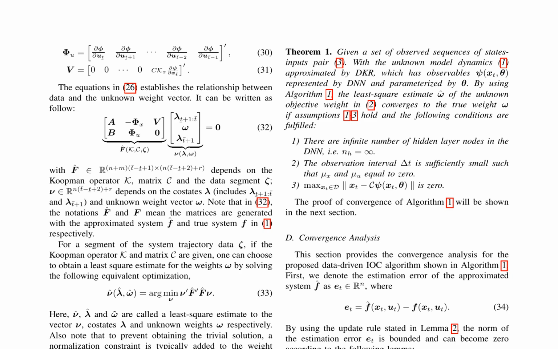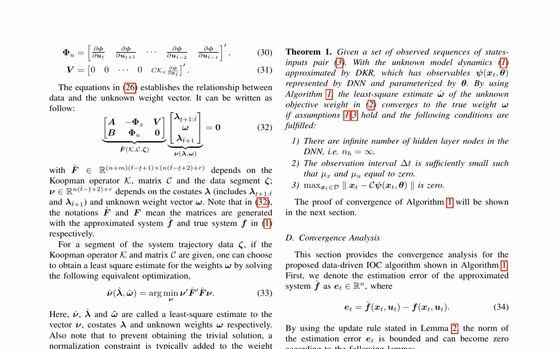The process is then used to solve the data annotated IOC problem by first initializing the Koopman style using the DNN with an initial guess of the parameter. Then, it iteratively updates the Koopman style and the matrix C using the dataset, solves for the parameter, generates the matrix, and finally solves for the least square estimate of the weight vector. The process is then repeated until the convergence of the model is achieved.